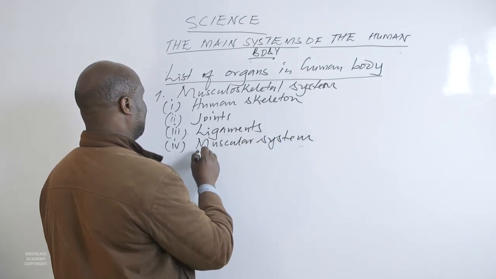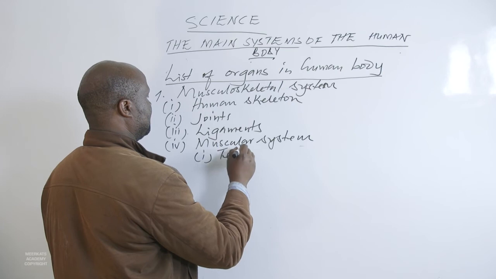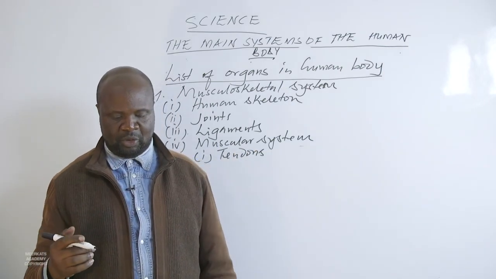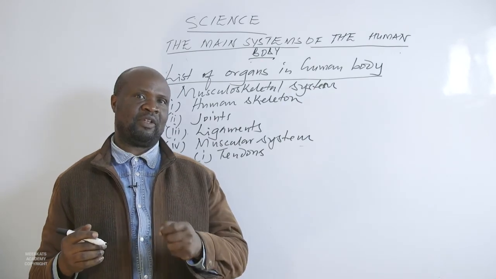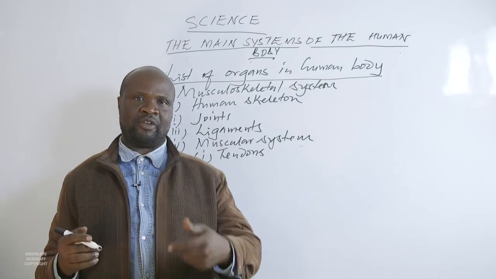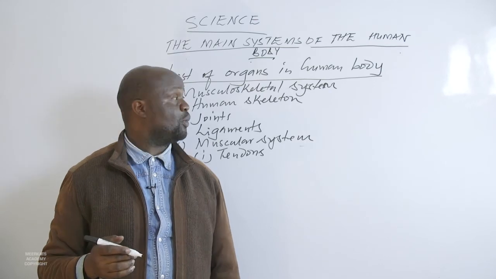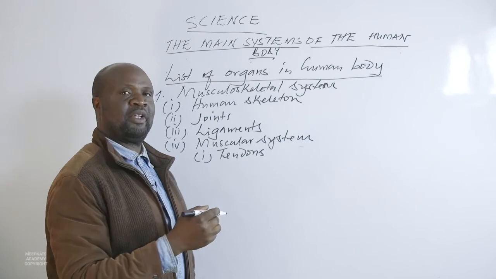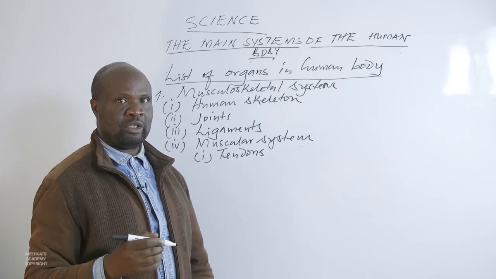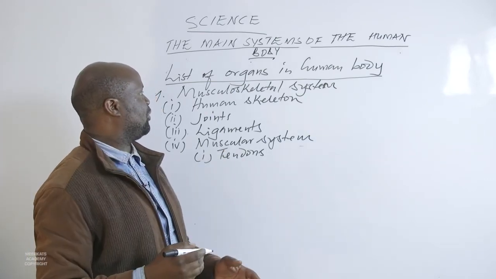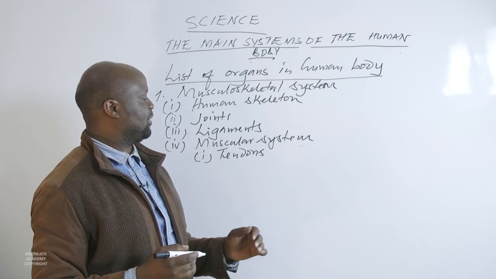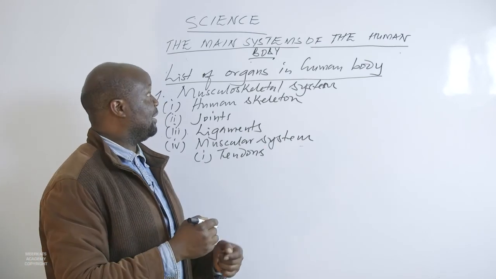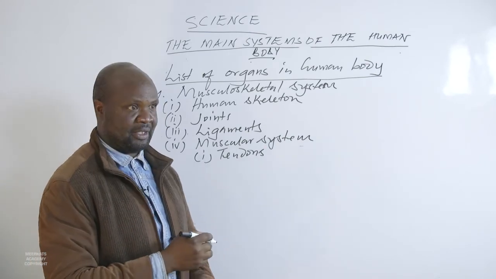In the muscular system we have the tendons. Tendons, if you press them within the muscles, you have them. So under the muscular system, we have the tendons. They play a very important role. So we have seen some of the organs that are located within the musculoskeletal system: the skeleton, the ligaments, the muscular system, the tendons. These are some of the organs that are important in the musculoskeletal system.